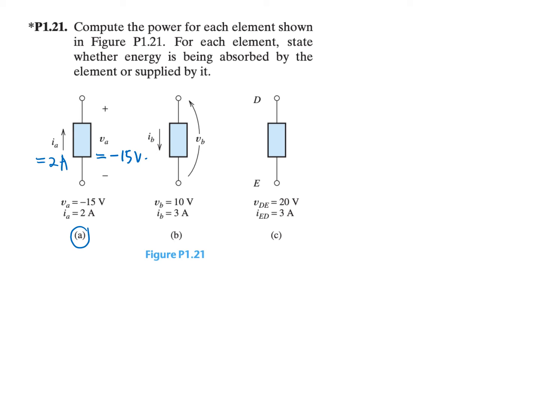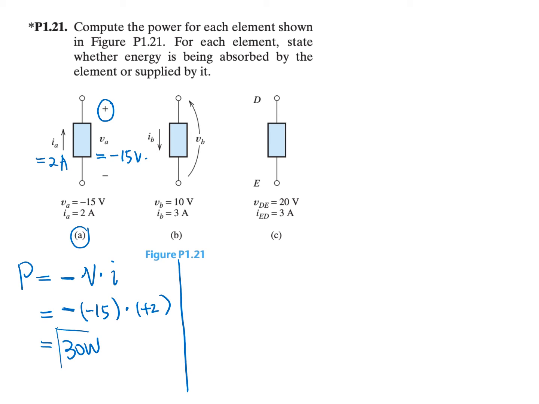Well, we can see that the current is leaving the positive terminal. So we use the formula P is equal to negative V times I. So that is negative 15 times positive 2, and this is going to be negative 30 milliwatts. So this is a negative value, so we can know that energy is being supplied by this element.